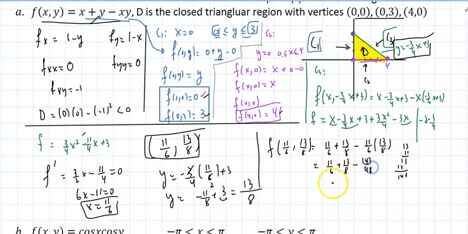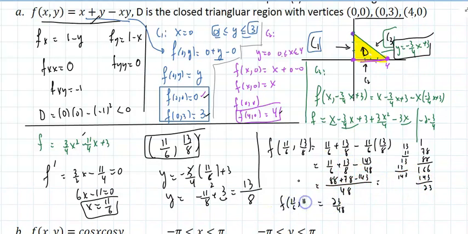143 over 48. So if I go all over 48, 8 times 11, that's 88. 6 times 13 is 78. 88 plus 78 minus 143. What would that be? I'm really bad with math. 88 and 78, of course, you could use a calculator. 166 minus 143 is 23 over 48. That's the last value I have to find.